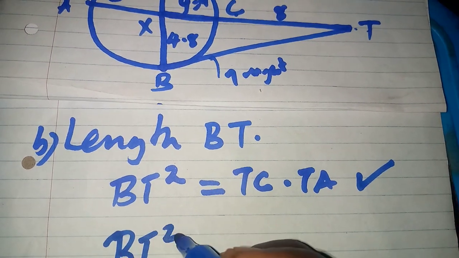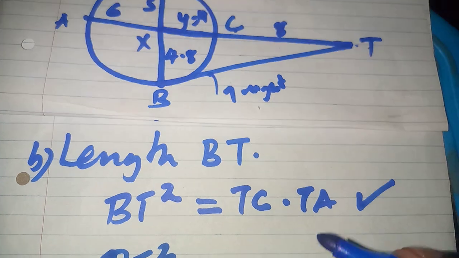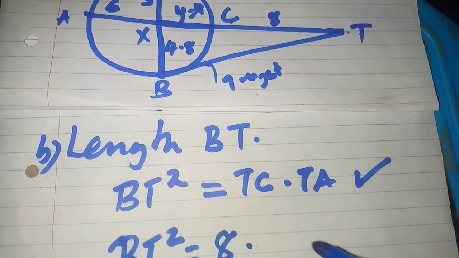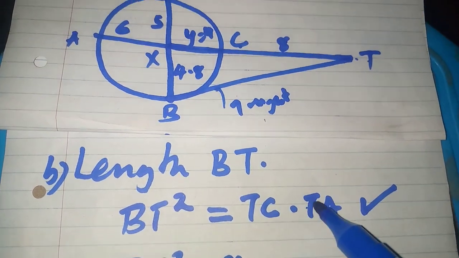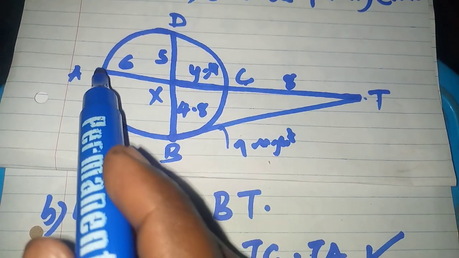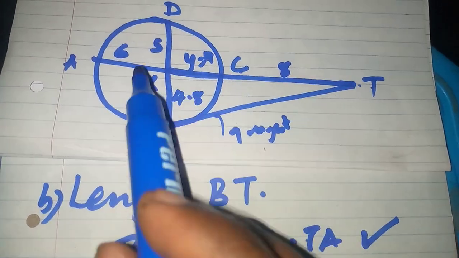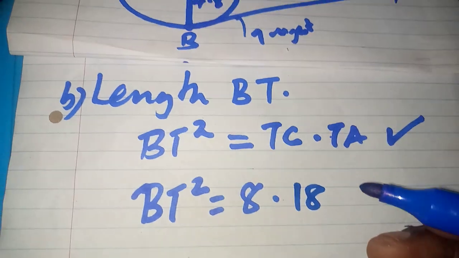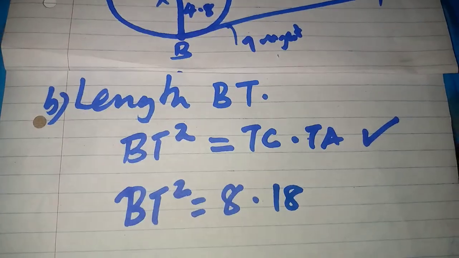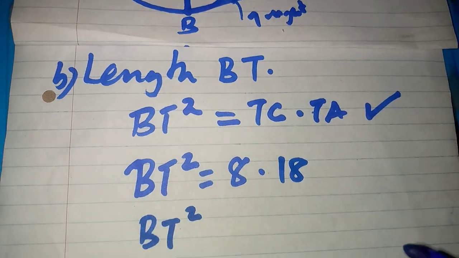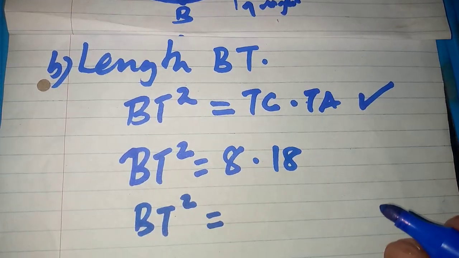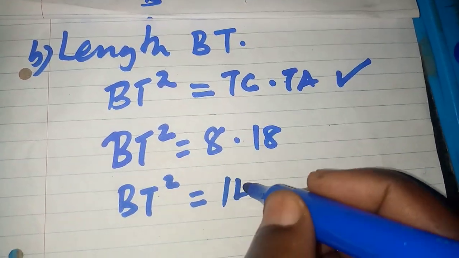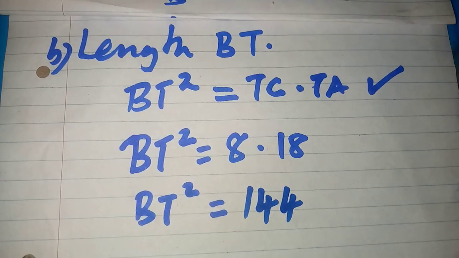So substituting in my equation, I have bt squared is equal to t up to c, from my diagram is 8, multiplied by t up to a, t up to the farthest end, it is 6 plus 4 plus 8. Of course, I have 18. So now my bt squared is equal to 18 multiplied by 8, and of course it goes without saying that it is 144.